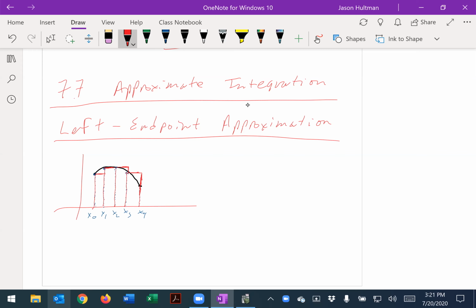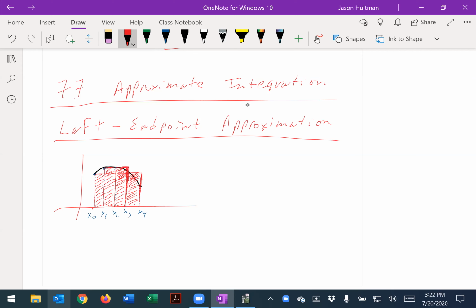And so the height of these rectangles gives me an approximate value for the function, and the area under these rectangles gives me an approximate value for the integral. So that's why it's called approximate integration.